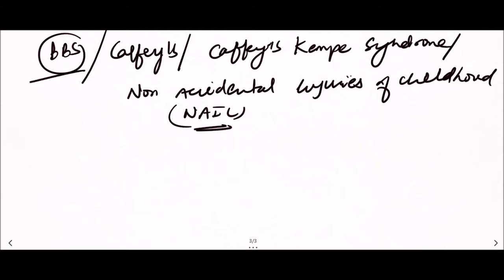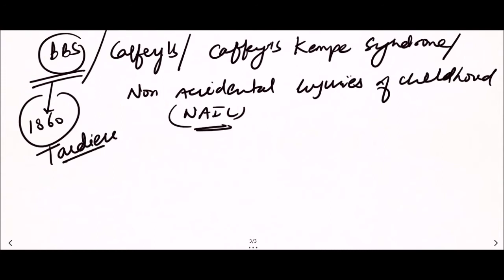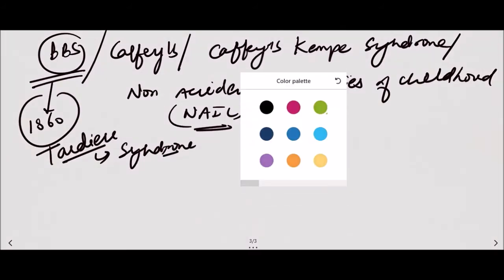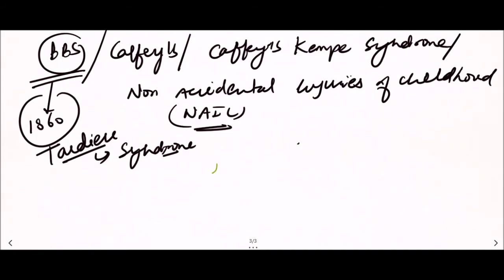Now this syndrome was first described in 1860 by Tardieu. So it is also known as Tardieu syndrome because it was first described by Tardieu. Now the battered baby syndrome was basically explained by Caffey in 1946 and Kempe in 1962. They have explained the battered baby syndrome.